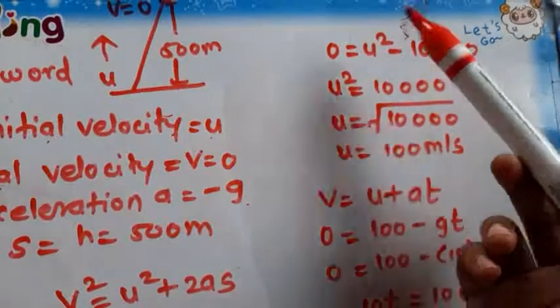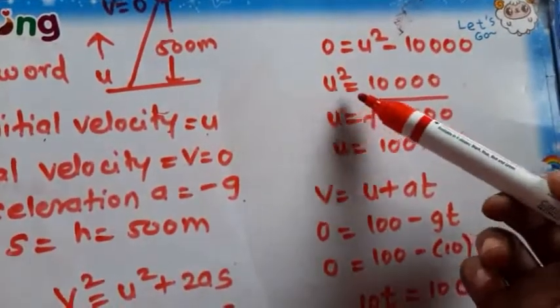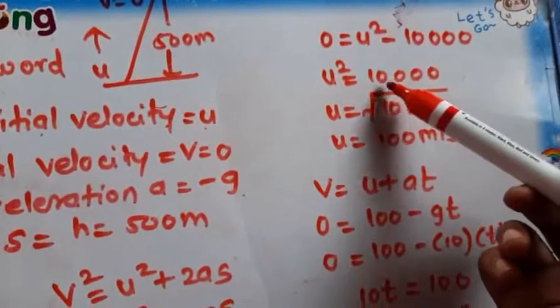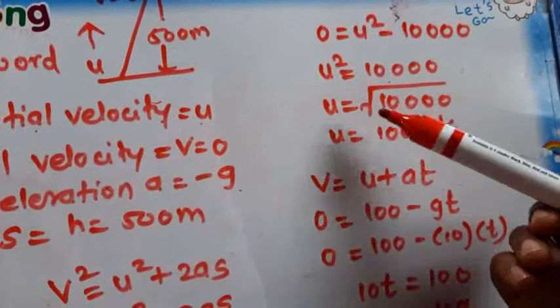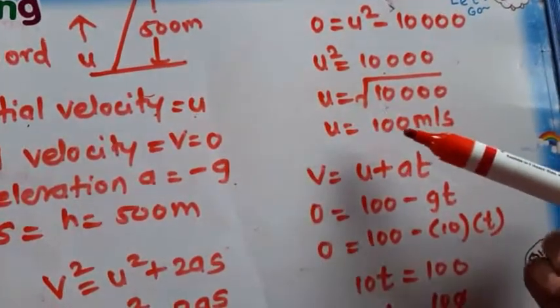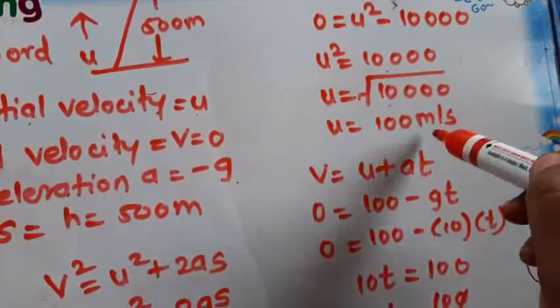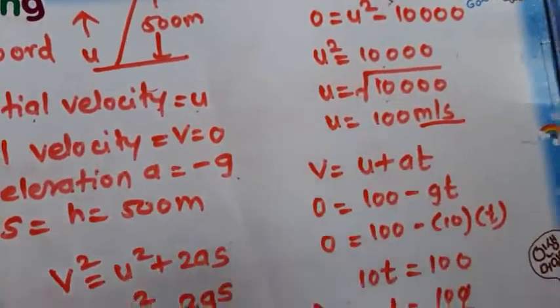So this term we will shift here. It will become u square is equal to 10,000. Now take square root. U will be equal to under root 10,000. So u is equal to 100 meter per second as it is a velocity.